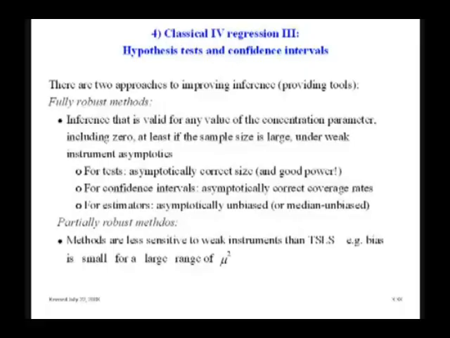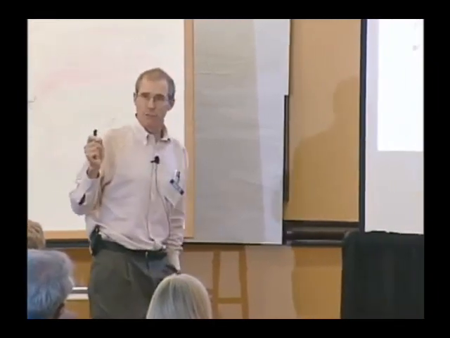Okay, hypothesis tests and confidence intervals. All right, so as I mentioned before, it's useful to make a distinction between fully robust methods and partially robust methods. A fully robust method is one that, at least when the sample size is large, is going to work well uniformly in mu squared. Mu squared could be 0 or 2 or 10 or 500, and it's going to work equally well. The coverage is going to be good for a confidence set. The rejection rates under the null are going to be 5% for a test.